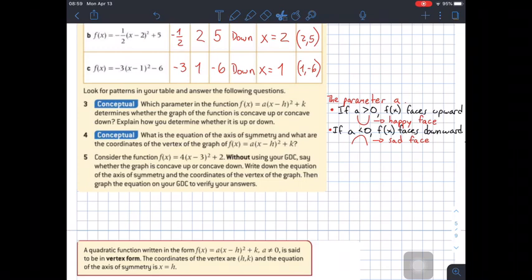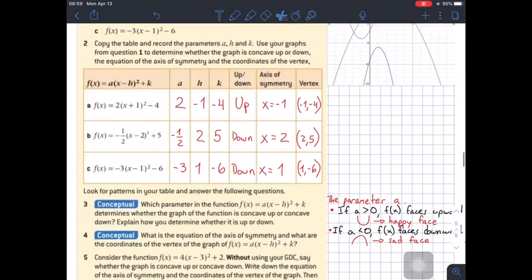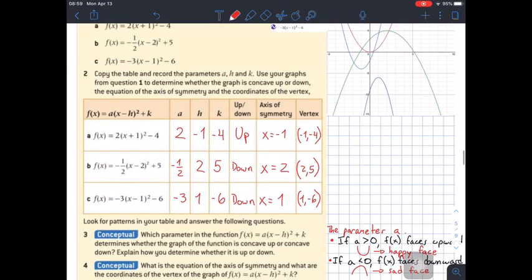Then number 4, it says, what is the equation of the axis of symmetry, and what are the coordinates of the vertex? You see that the equation of the axis of symmetry, this column over here, always matches. You see this number matches with this number over here. Positive 1, sorry, this should be negative 1 because there's a negative sign here in front. So negative 1, then this is positive 2. We don't see this sign over here because this sign is part of this formula. And the last one is positive 1, okay?